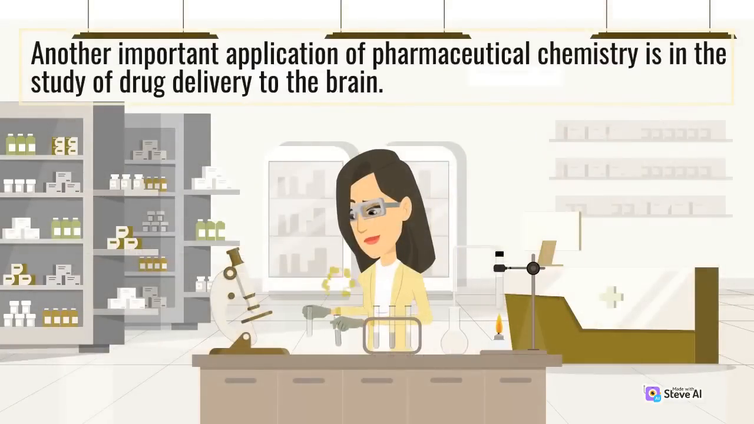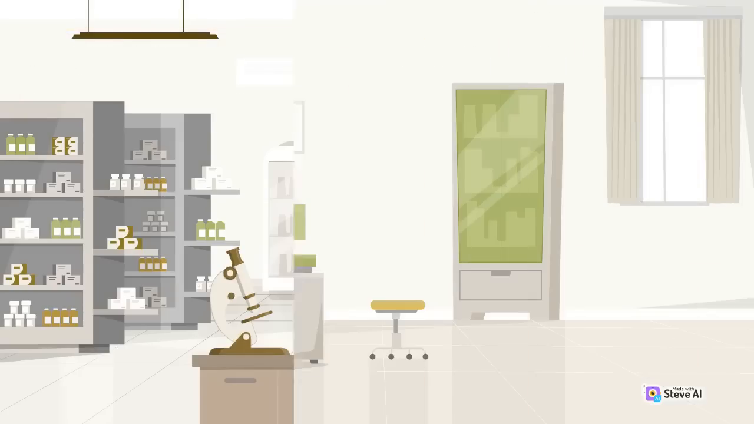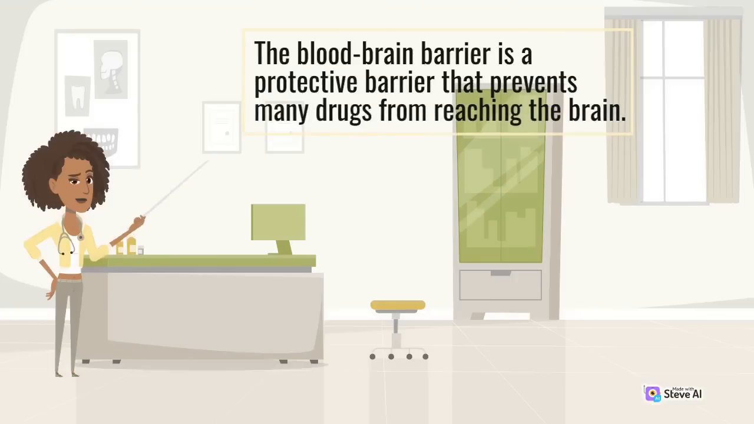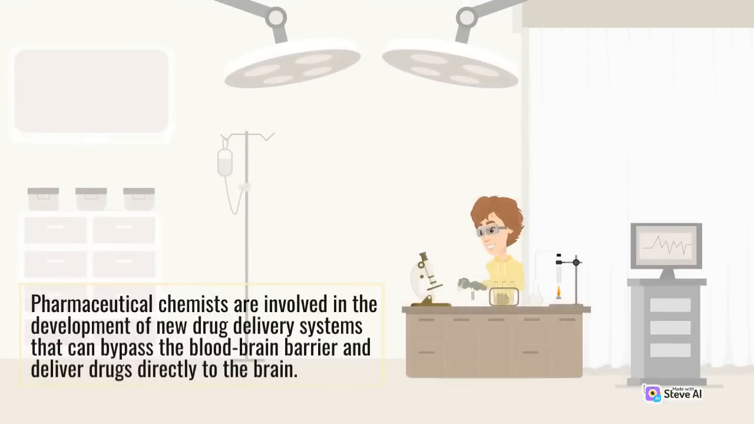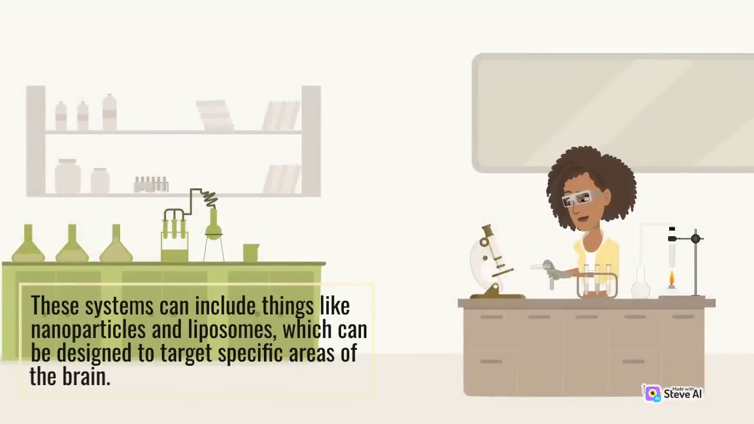Another important application of pharmaceutical chemistry is in the study of drug delivery to the brain. The blood-brain barrier is a protective barrier that prevents many drugs from reaching the brain. Pharmaceutical chemists are involved in the development of new drug delivery systems that can bypass the blood-brain barrier and deliver drugs directly to the brain. These systems can include things like nanoparticles and liposomes, which can be designed to target specific areas of the brain.